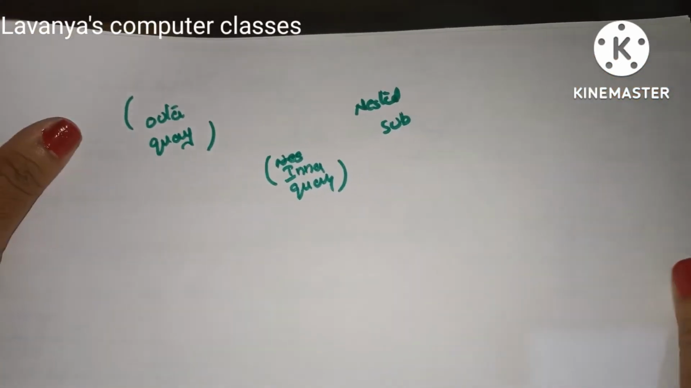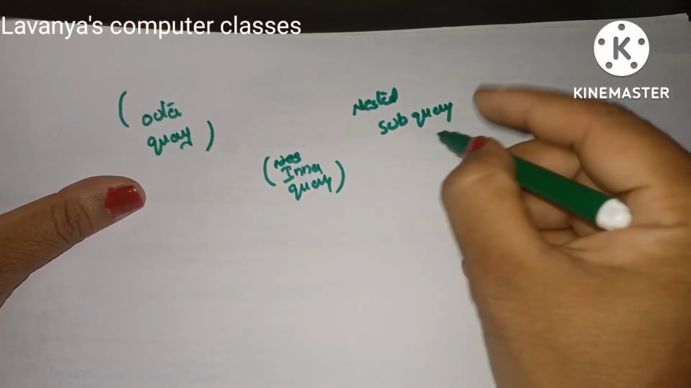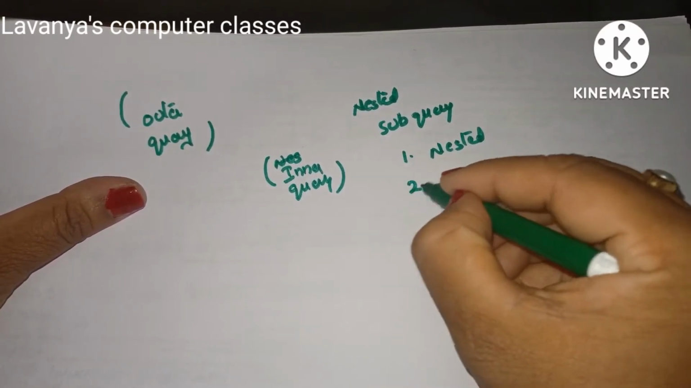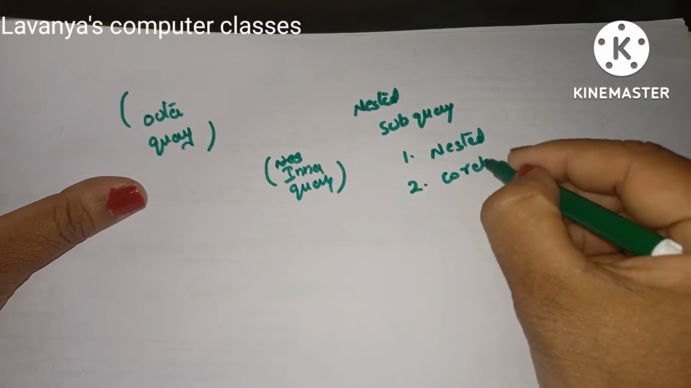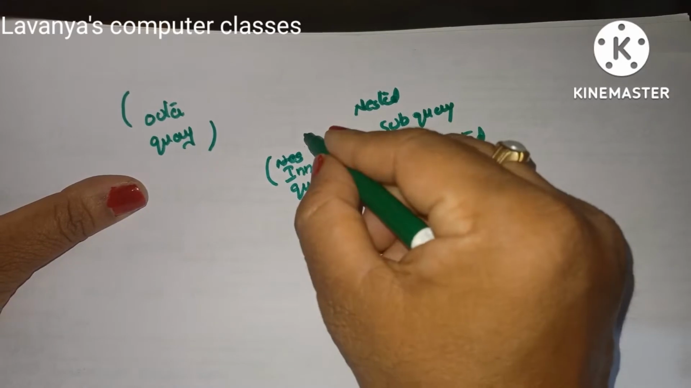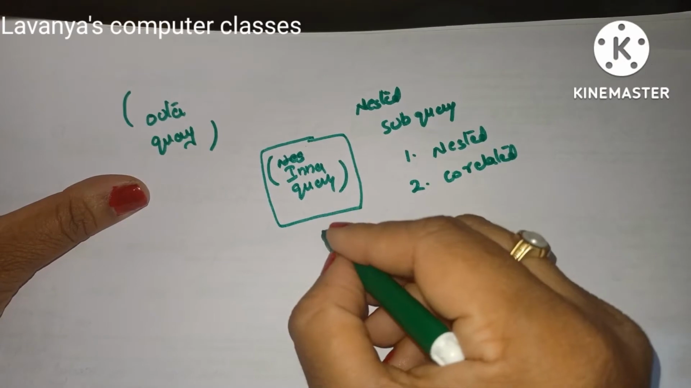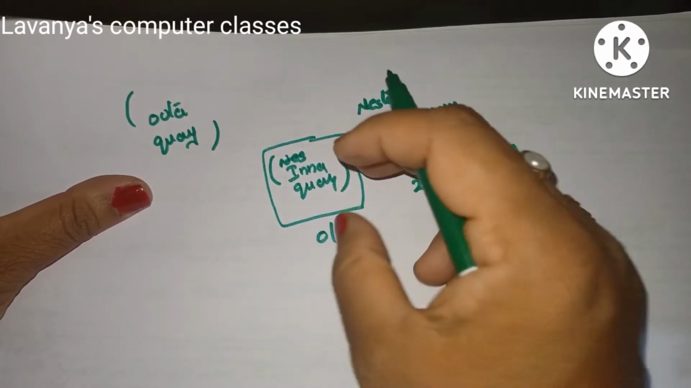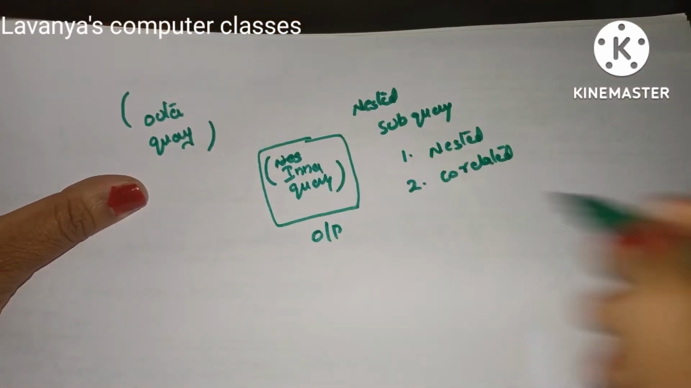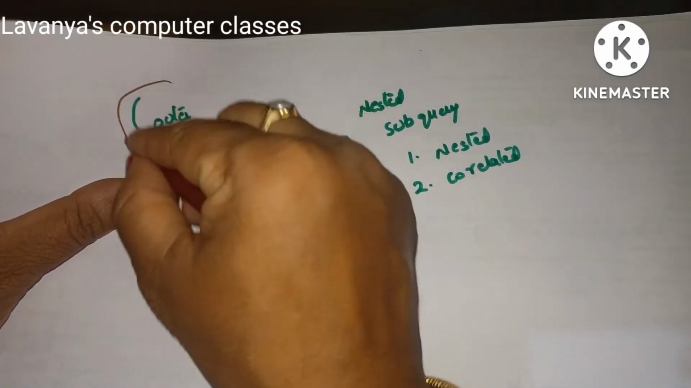Actually, there are two types of subqueries. One is the nested subquery and the second one is the correlated subquery. How do these work? First, the inner query is executed. After executing the inner query, it gets some result, an output. This output is used in the outer query execution. Whatever output came from the inner query, the same output is used in the outer query.